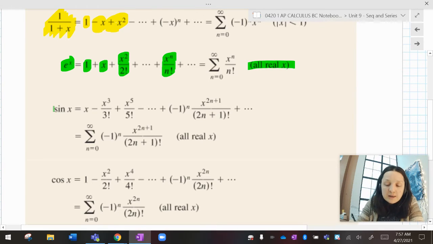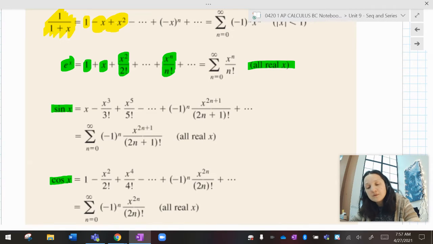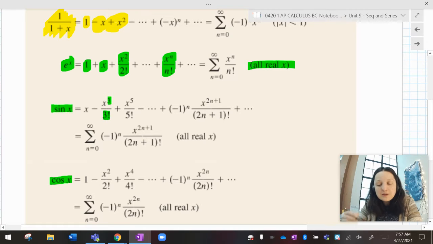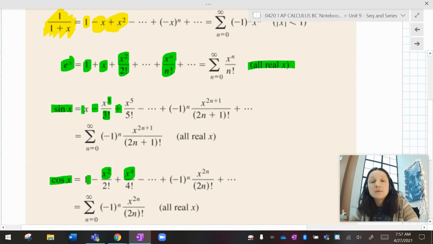Now, what about sine x? Sine x and cosine x are very similar. Sine x is x minus x cubed over 3 factorial plus x to the 5th over 5 factorial. And if you're noticing, sine x has odd degrees and factorials, and it alternates between positive, negative, positive, negative. All right, so sine is all the odd terms and it alternates. Cosine is all the even terms, x squared, x to the 4th. 1 is x to the 0, and yes, 0 is an even number. So sine is all the odds, cosine is all the evens.